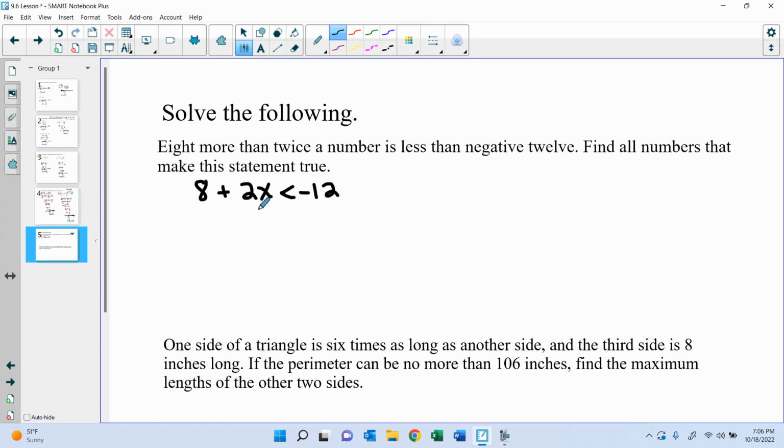For example, if I had negative 1,000, this is going to be true because you'll have negative 2,000 plus 8. That's definitely less than negative 12. So there's lots of answers here, so we have to have an interval for this. So you just solve what you ended up with. So we're going to subtract 8 because that side is mixed. And we're going to get 2x is less than negative 20.